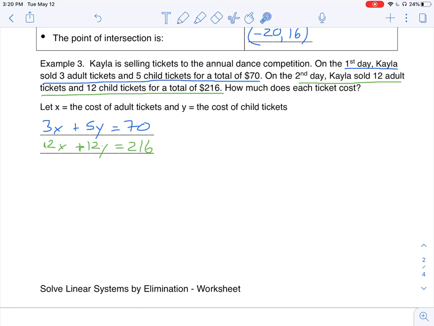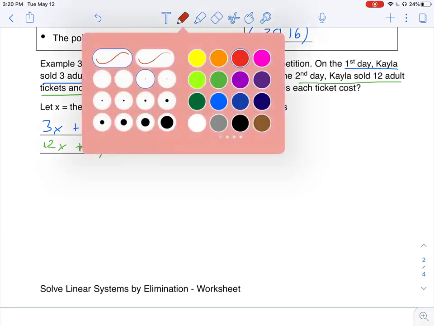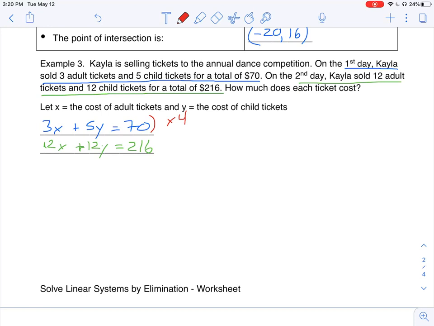So if I'm going to determine how much each ticket costs, I can use elimination. But you'll notice that my terms don't have the same coefficient. So I need to manipulate one of these equations so that either the x term or the y term have the same coefficient. Well, if I take 3x, I can turn that into 12x by simply multiplying it by 4. So I'm going to multiply this entire expression by 4. So I end up getting a new equation of 12x plus 20y equals 280.